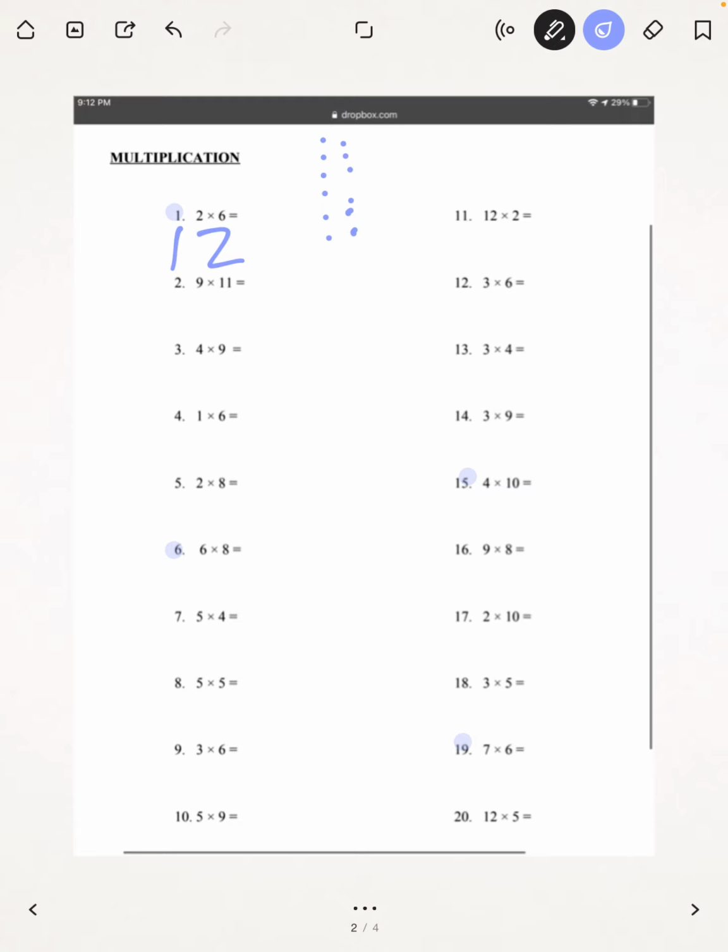6 times 8, so what you could do is 6 plus 6 plus 6, or you could do 8 plus 8 plus 8 six times, or you could draw it 1, 2, and if you count it up, it equals 48.